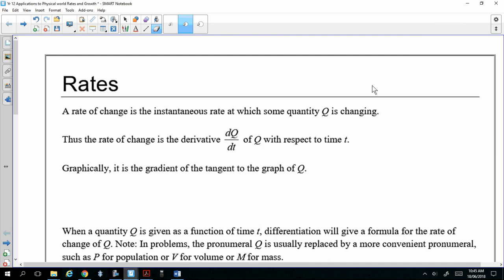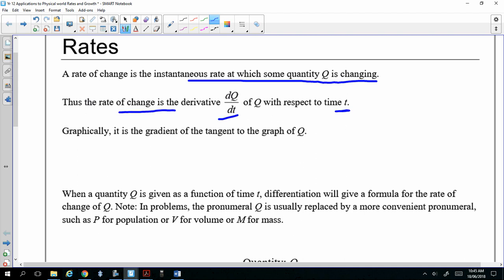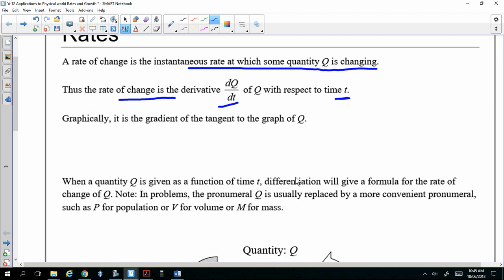So we'll do application of calculus to the physical world. Okay, what's the rate of change? Rate of change is the instantaneous rate at which some quantity Q is changing. Thus the rate of change is the derivative dQ/dt, where t is the time. Graphically, it is the gradient of the tangent to the graph of Q.